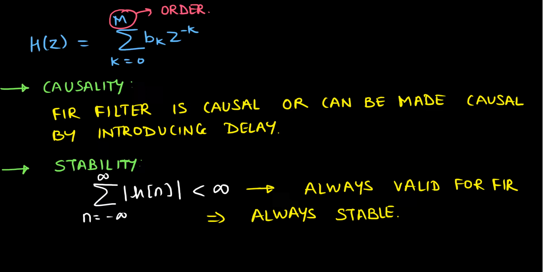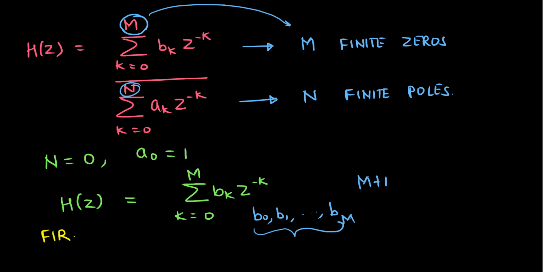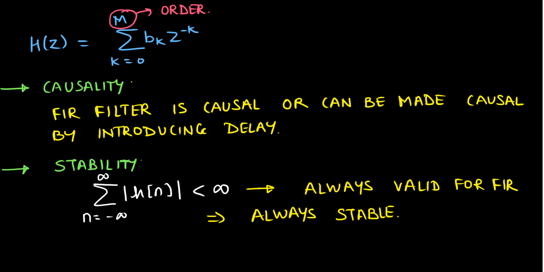But now these FIR filters are a special case of this standard representation. It is a case in which we have none of the finite poles, that is, this n is equal to 0 and this a0 is equal to 1. So now let us consider a case in which this n is not equal to 0. So let us start with a simple example.